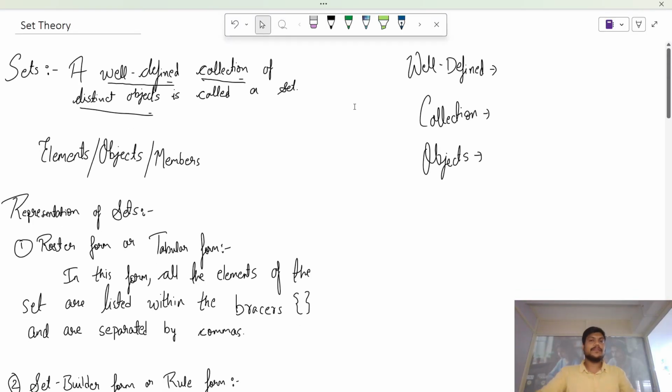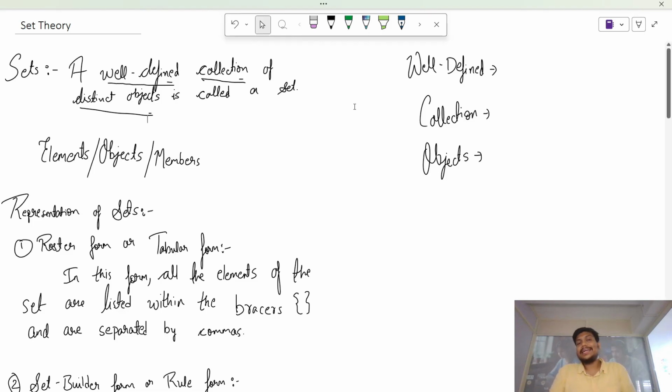Hello everyone, today we are going to start with set theory. In this particular class, we will try to understand the meaning of the word set, some ways to represent a set, and some different types of sets. Let's start with the definition of set. What do we mean by the word set?